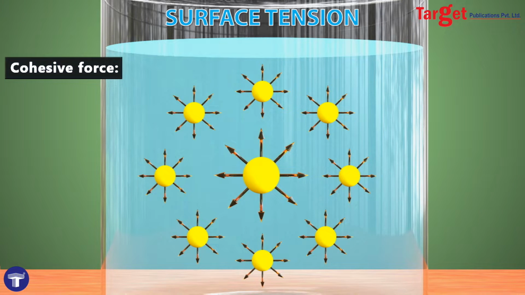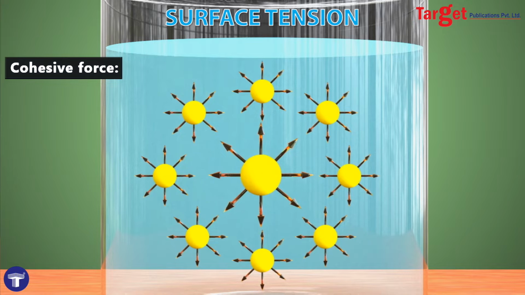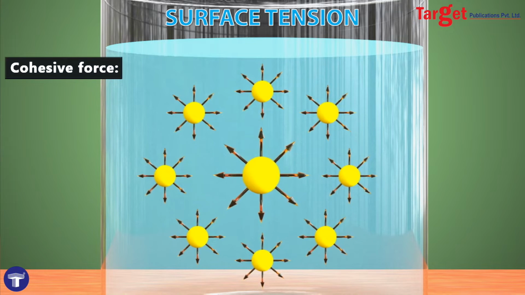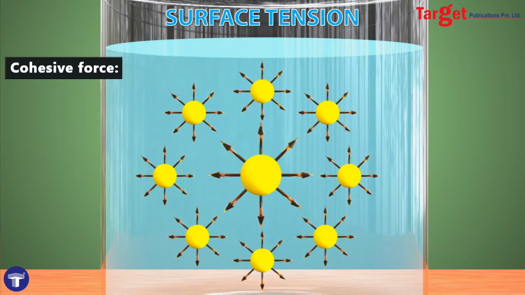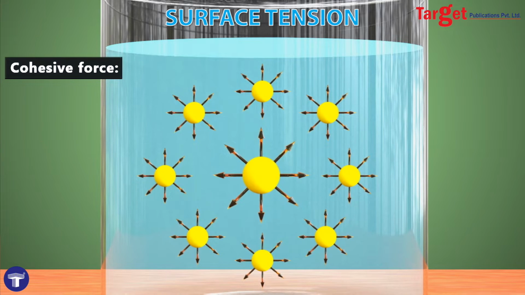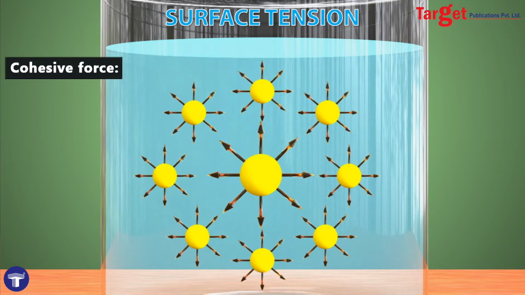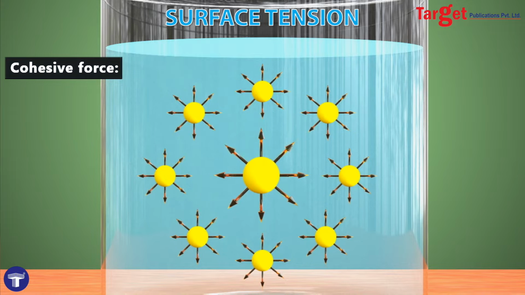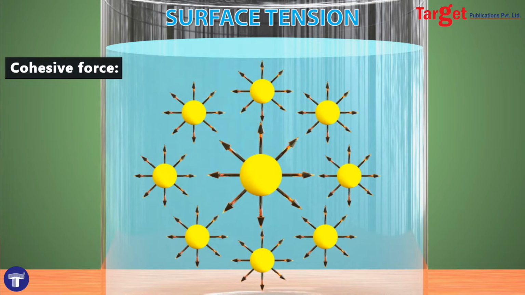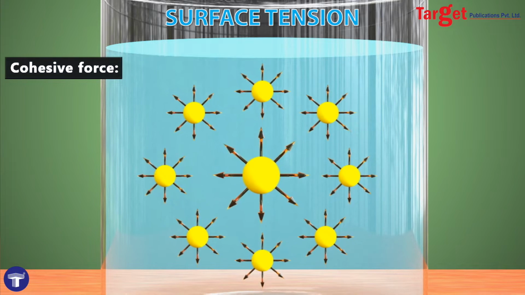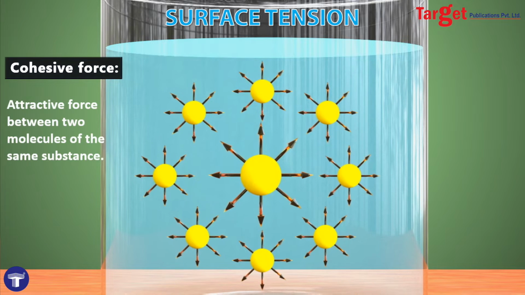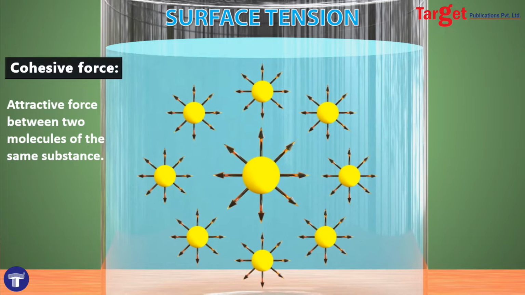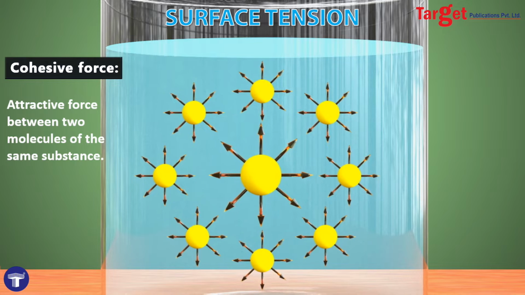However, if I go far away from the free surface of the liquid, inside the liquid, then we are looking at what is known as the bulk of the liquid. And in the bulk of the liquid, we'll see that the molecules of water are only surrounded by each other. And the forces of attraction between them is known as the cohesive force. Therefore, the cohesive force is nothing but the attractive force between two molecules of the same substance. And hence, these water molecules are attracting each other by the cohesive force.